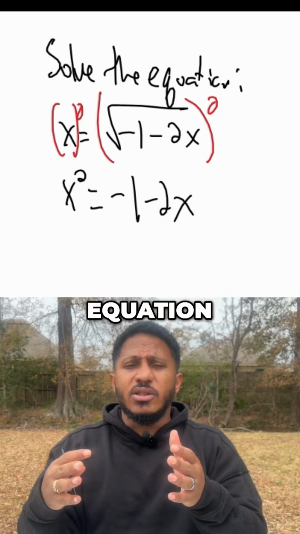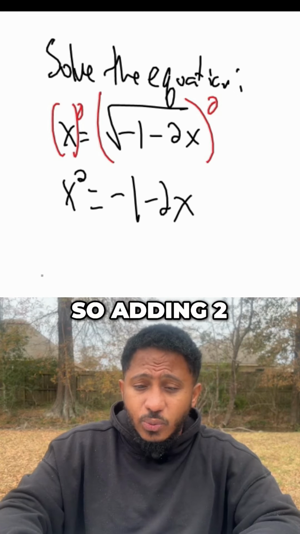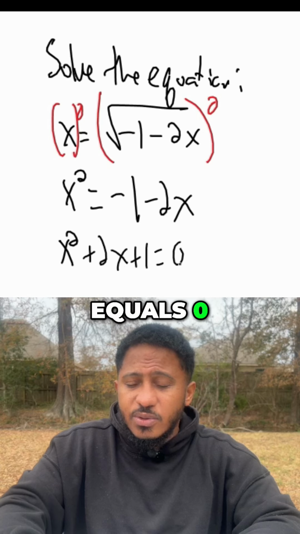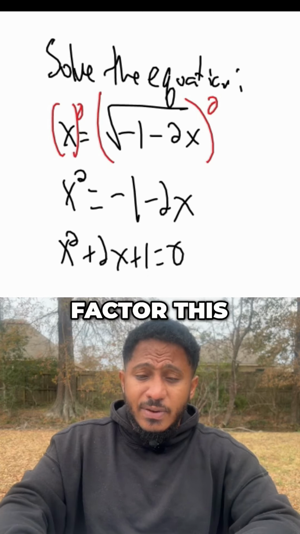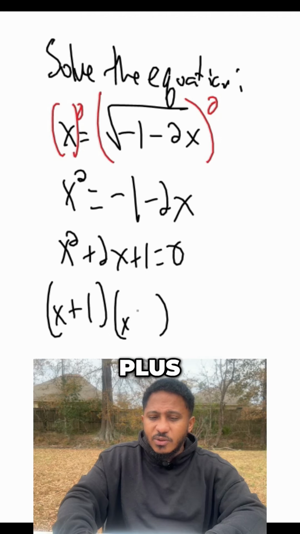And now it's a quadratic equation. To solve this quadratic, we can get 0 on one side, then try factoring the other side. So adding 2x and adding 1, we get x squared plus 2x plus 1 equals 0. And now this is factorable, okay? How do you factor this? Double bubble, okay? X and x, and then a +1 and a +1 works, okay?